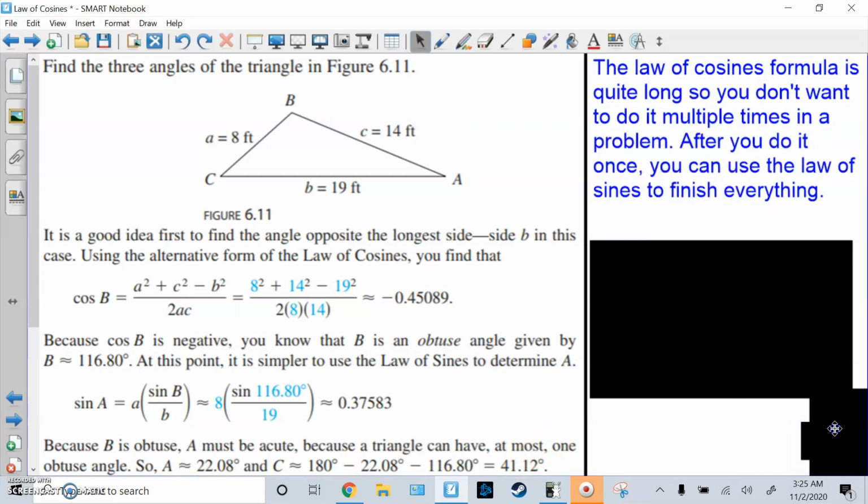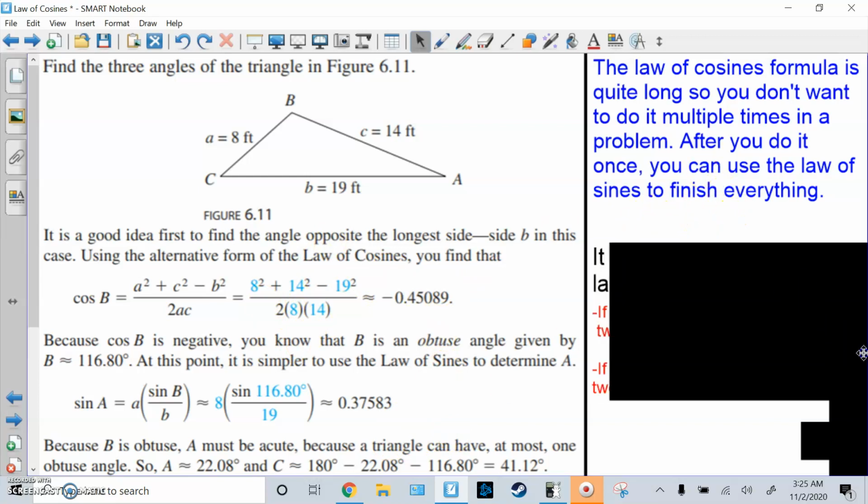By the way, the law of cosines is very long, so you don't do it multiple times in the problem. You could have done it 3 times here and we would have gotten all three angles, the same three angles. But after you do it once, you should probably finish with the law of sines.